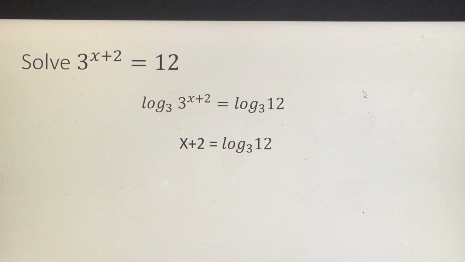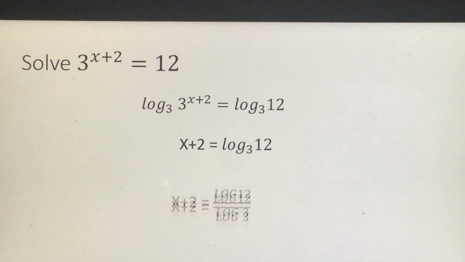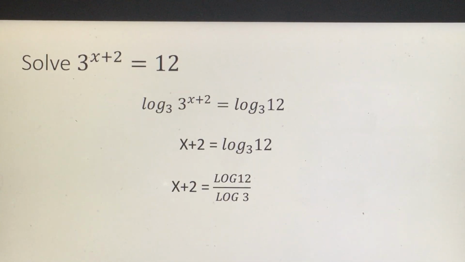Now, you can't do that one in your head. So, how could we get this? Well, we can use change of base. Now, you could do the minus 2, then do change of base, but I think it's more likely to mess up on a calculator. So let's do the change of base first. All right? So it's log of 12 over log of 3.